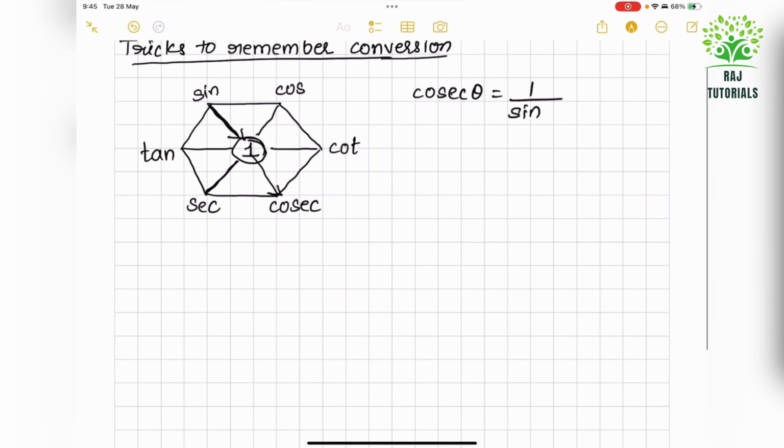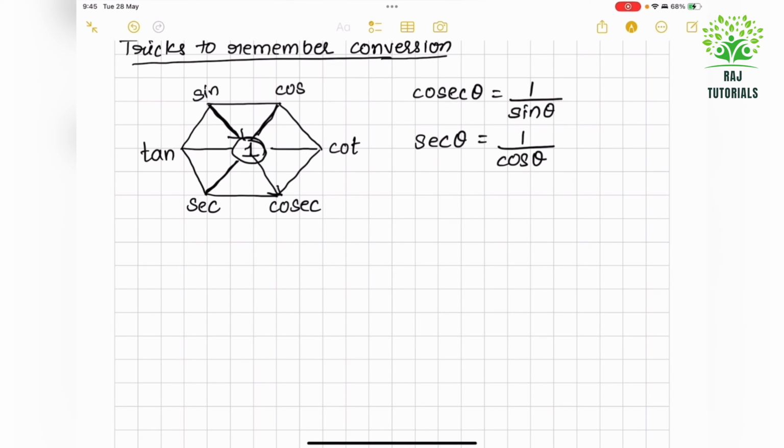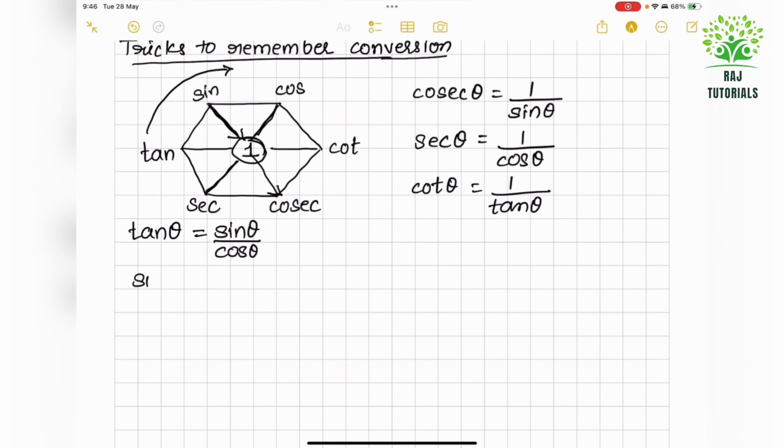Same way sec and cos are against each other, so I can say sec theta equal to 1 upon cos theta. Same way cot theta equal to 1 upon tan theta. So conversion is easy here. Now if you move clockwise from tan theta, I can say tan theta will be equal to sin theta upon cos theta. Now if I want to find sin theta, so sin theta will be cos theta upon cot theta.